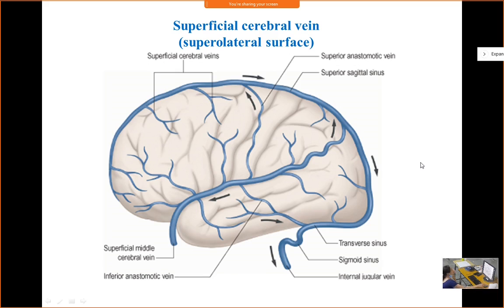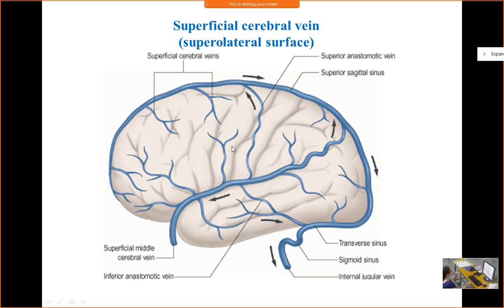Now the superficial veins: there are superior veins on the superolateral surface, which drain into the superior sagittal sinus. Here you can see the blood is flowing in the superior sagittal sinus from the anterior aspect to the posterior aspect, whereas the superior cerebral veins which drain into the superior sagittal sinus flow from the posterior side to the anterior side, just the opposite. So why is it like that? There are two types of flow.